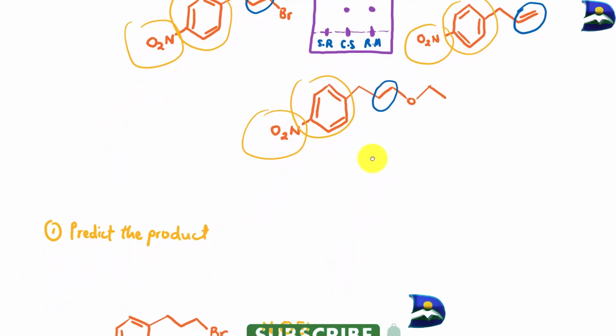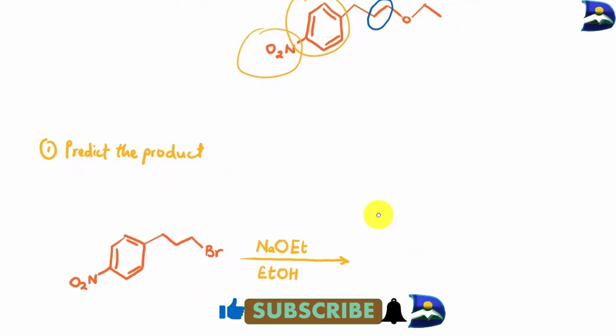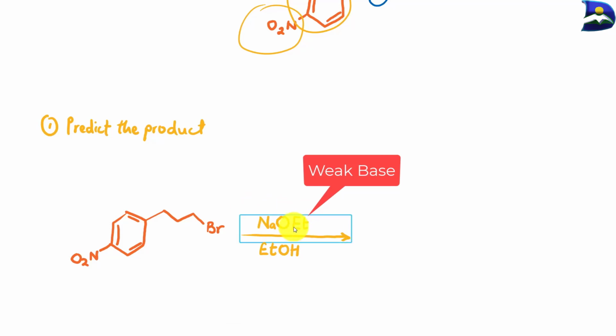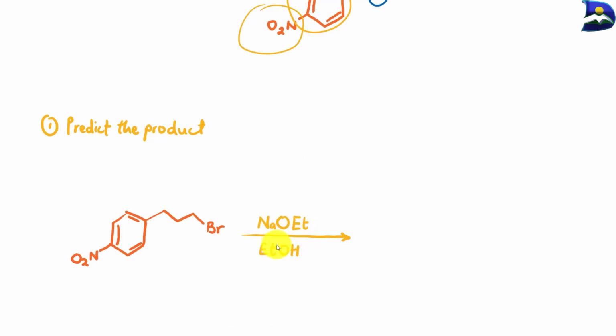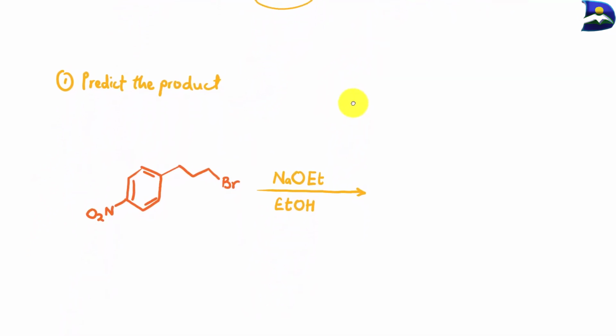When we move to predicting the product, when we are given this particular reaction beginning step, we see that this particular compound is going to be reacting with the sodium ethoxide in the presence of ethanol. And so in this part, we are going to see what are the two products. How are we going to prove that letter A and letter B are formed?